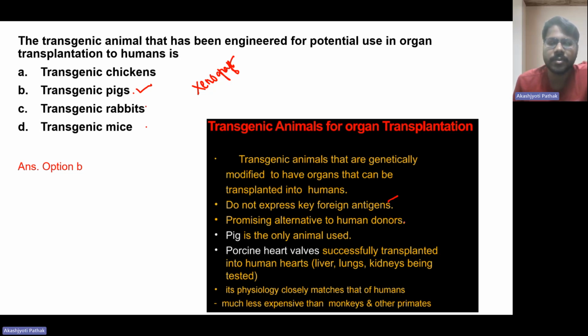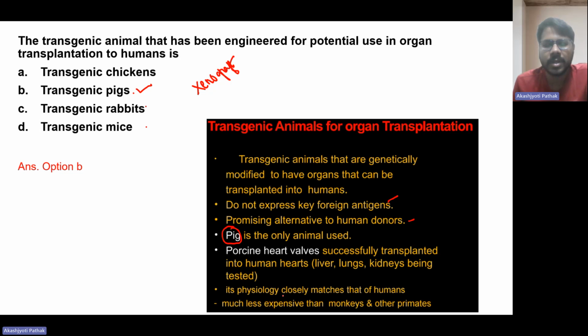So these are promising alternatives to human donors, right? So pig is the only animal used. Remember this point that pig is the only animal used for organ transplantation. And the porcine heart valves were successfully transplanted into human heart. There are liver, lungs, kidneys also being tested, but the one that has been successful is the heart that has been transferred from a pig to a human, and that has been successfully taken up and not rejected by the host human.